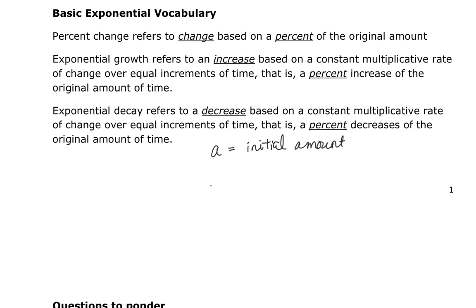Exponential functions are of this form: f of x is equal to a b raised to the x. That's where they always are. If I do f of 0, then I'm going to have a b to the 0, and b to the 0, as long as b is not 0, is just going to give me a. So at time equals 0, a is the initial amount, which makes total sense.